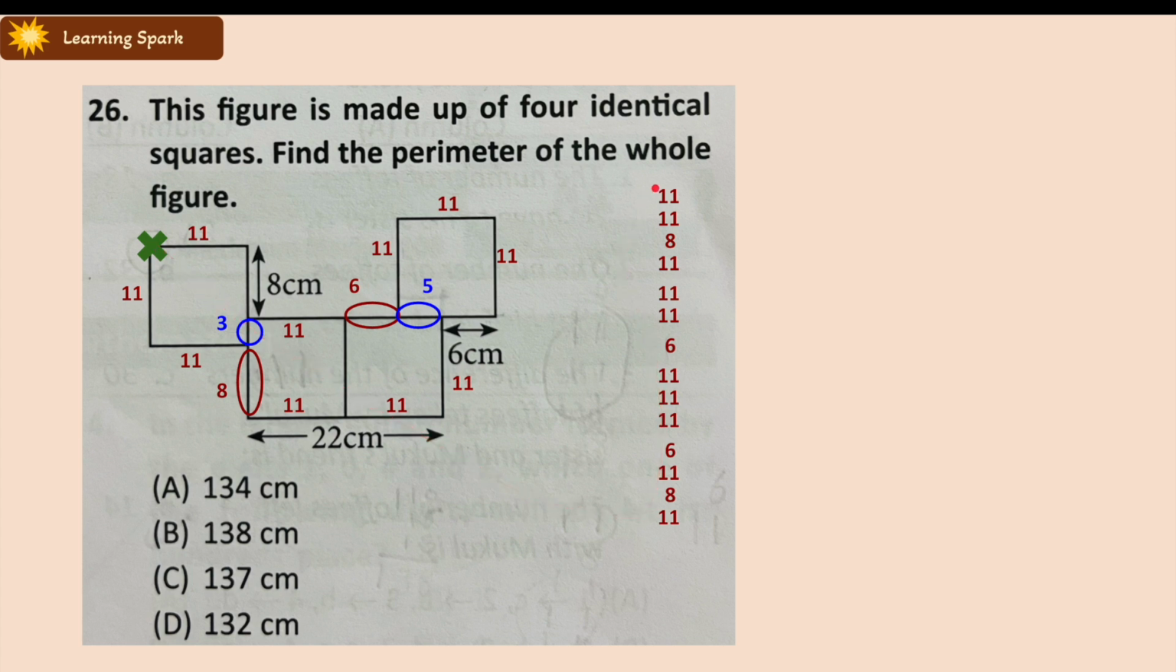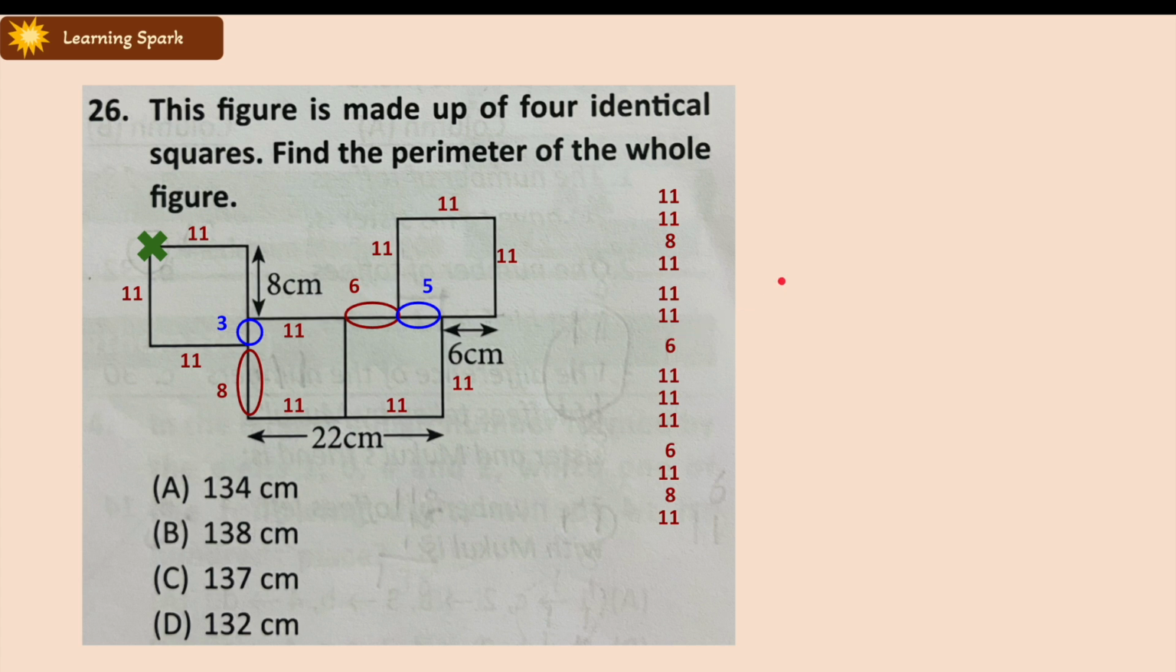Okay, so how many 11s are there? So we have to add all of this to find the perimeter. So how many 11s are there? 1, 2, 3, 4, 5, 6, 7, 8, 9, 10. So 10 11s are there, 2 8s are there, and 2 6s are there.